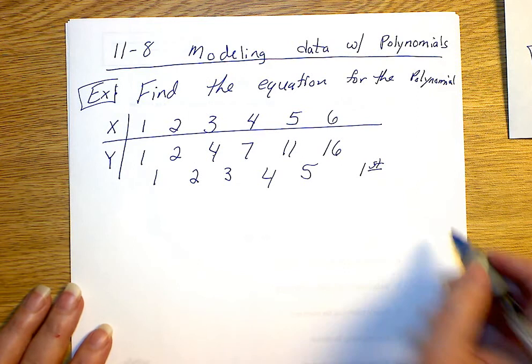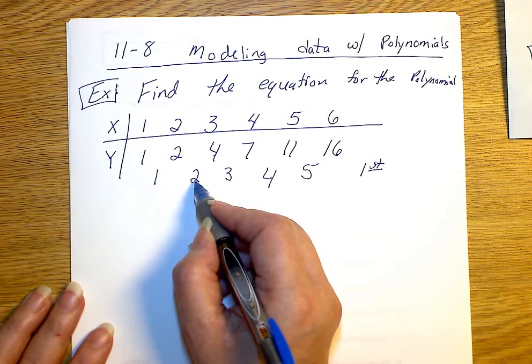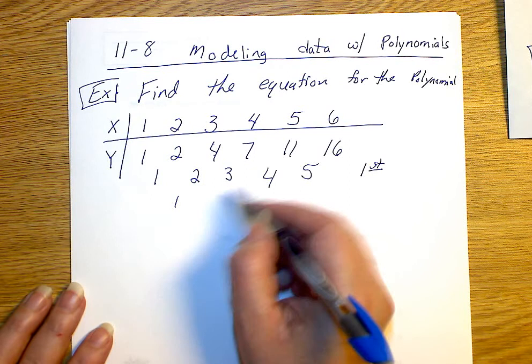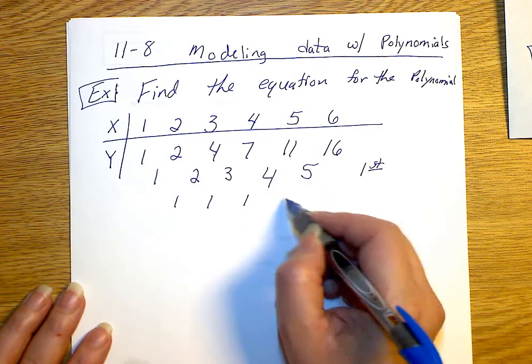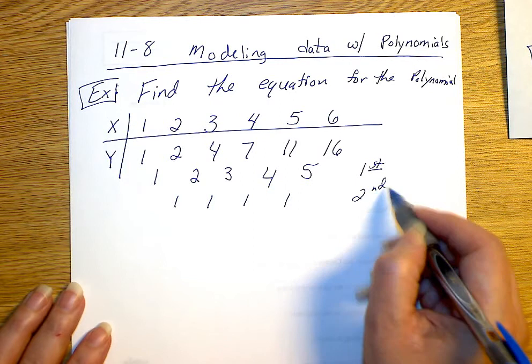Then you would subtract them again. 2 minus 1 is 1. 4 minus 3 is 1. 5 minus 4 is 1. So we can see that it is clearly a second degree polynomial.